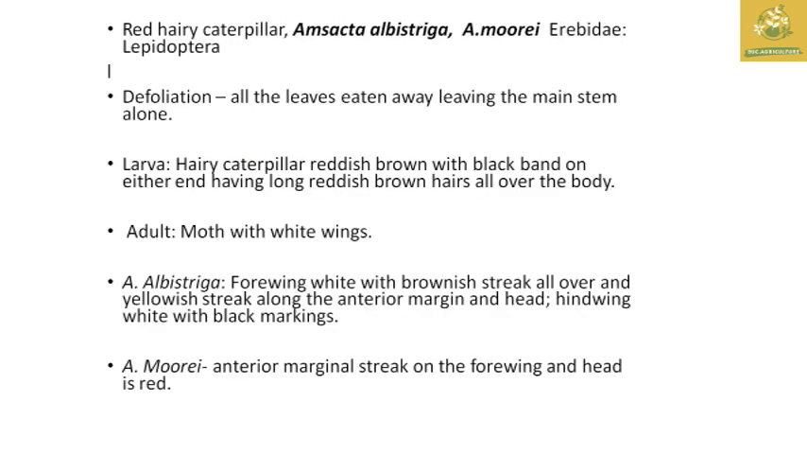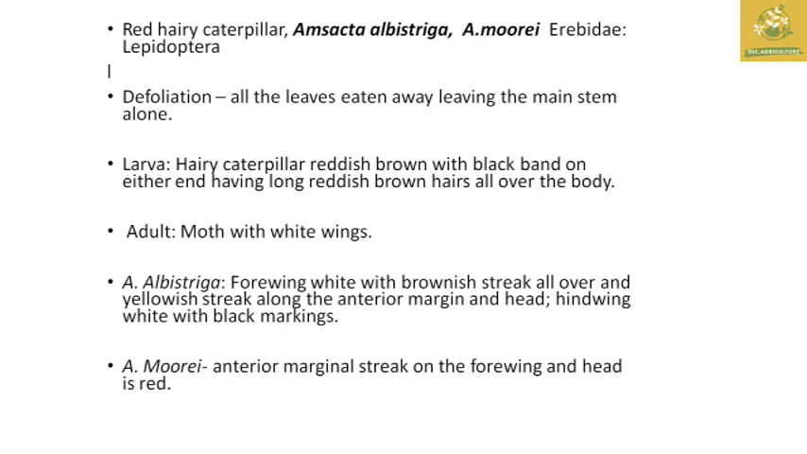janata. So some other important pest present in Jatropha is red hairy caterpillar, where the scientific name is Amsacta albistriga as well as Amsacta moori, so which is also an Erebidae family, and the order is Lepidoptera, so which is used to cause defoliation, and the larva which is a hairy caterpillar with reddish brown and black band on either side of the leaves. So the adult which is a moth with the white wings is the characteristic moth of red hairy caterpillar, and the classification between Amsacta albistriga as well as Amsacta moori.